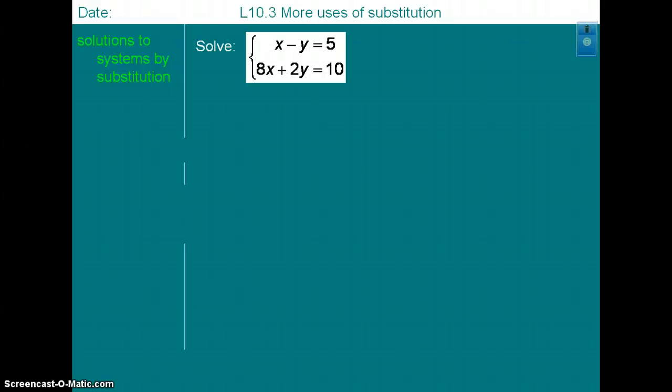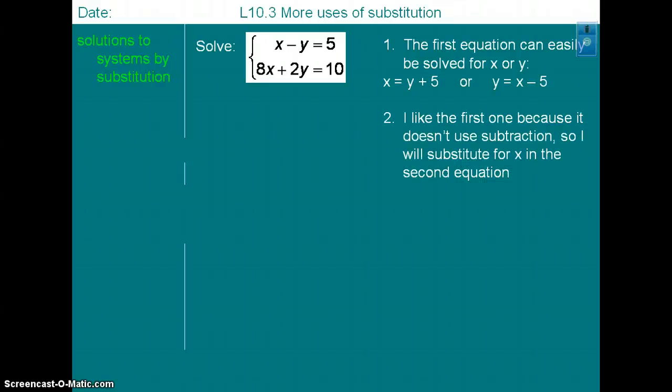So we're going to check out an example here, actually the one that you saw on the last page. x minus y equals 5 and 8x plus 2y equals 10 are the two equations of our system. They're the two conditions that must be met. The first equation can easily be solved for x or y. Solving for x, we would get x equals y plus 5. And solving for y, we would get y equals x minus 5. Either one of these could be substituted into the second equation.